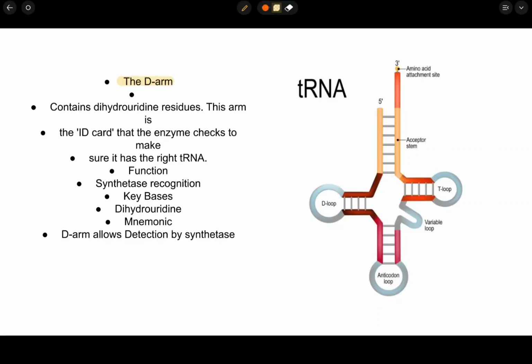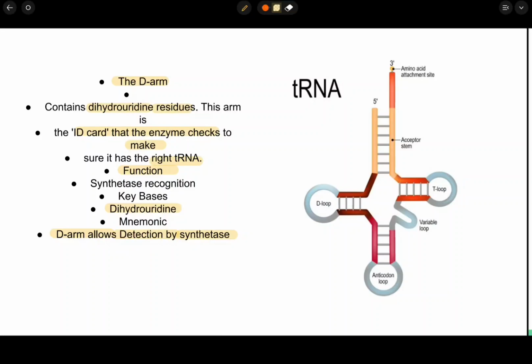The D-arm. The D-arm of tRNA contains dihydrouridine residues. This arm is the ID card that the enzyme checks to make sure it has the right tRNA. Synthetase recognition. Its key base is dihydrouridine. The D-arm allows detection by synthetase.